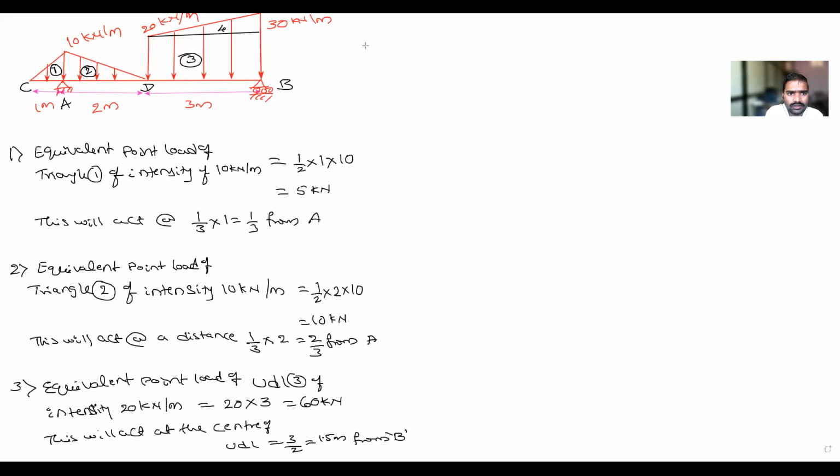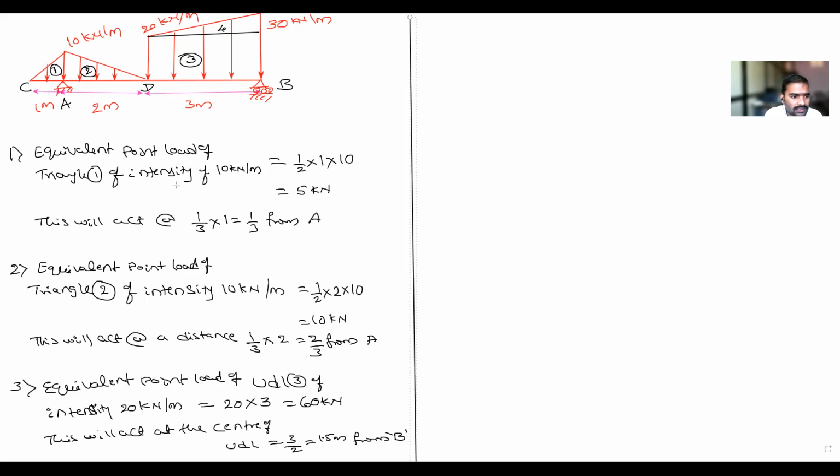Everyone? Yes, sir. Is there any doubt in converting up to this much? Why did we take 3 by 2? Look, where does a UDL act? At the center of the UDL. Correct. What is the distance of the UDL? The distance of the UDL is 3. So 3 divided by 2, the center of the UDL. The concentrated load of the UDL will always act at the center of the UDL. Correct? The length is 3 meter, so 3 by 2. Here what did we do? We took 1 by 3. Here we got 2 by 3, because for a triangle it is 1/3 of the length. Correct. And for a UDL it is half of the length. Understood?